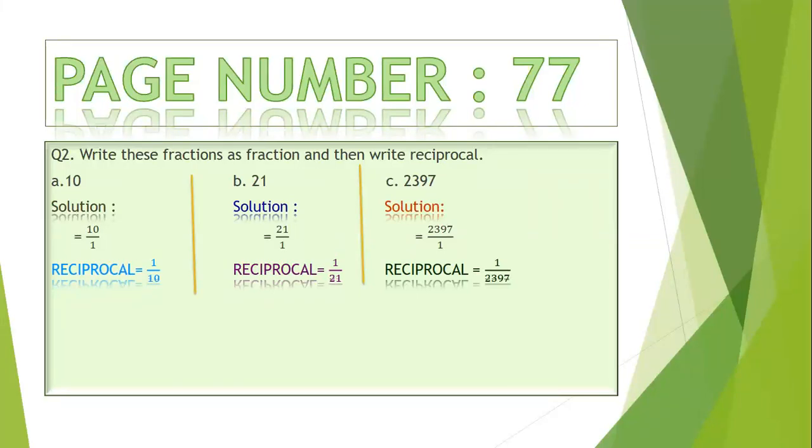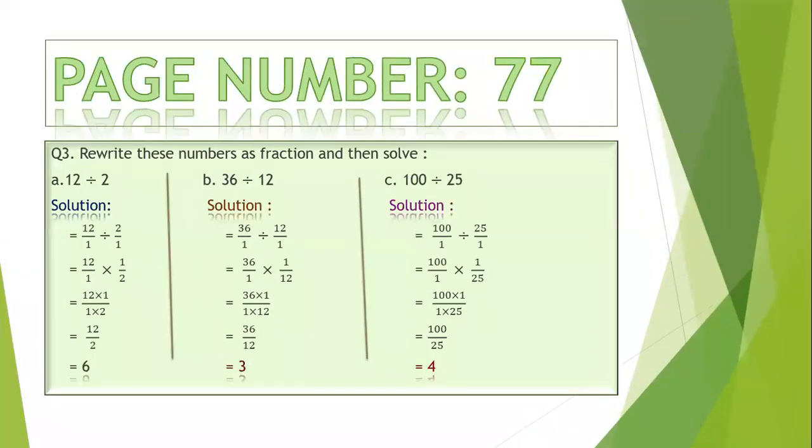Same the second part, 21. 21 is a whole number. So what will we do? We put 1 in the denominator and 21 over 1. Now you can take easily the reciprocal of this number, which will be 1 over 21. C part, 2397. We write this whole number as 2397 over 1, and when we take the reciprocal of that, it will become 1 over 2397. Question 2 is finished. 3 parts were there in question 2.